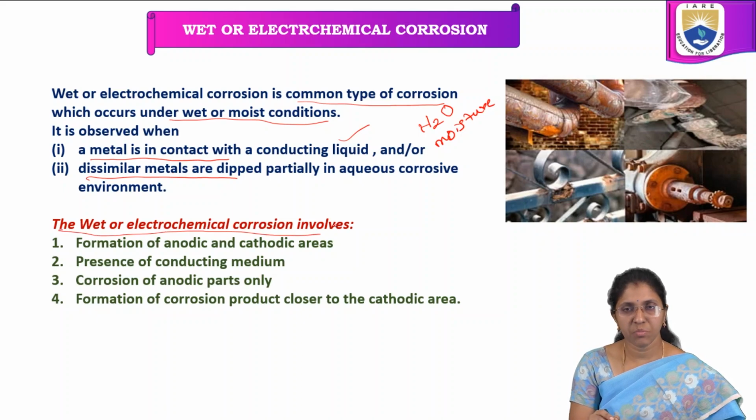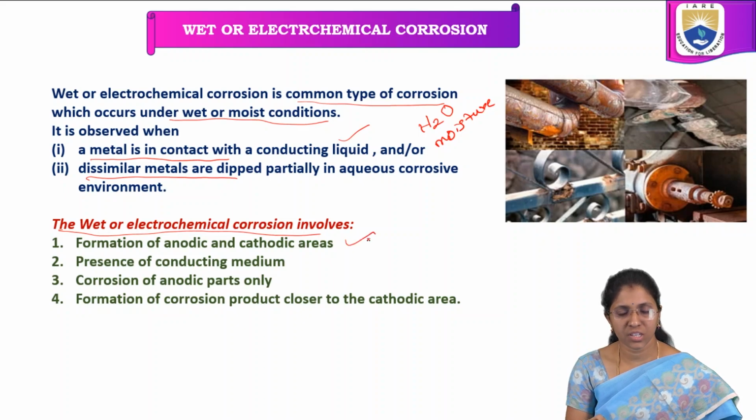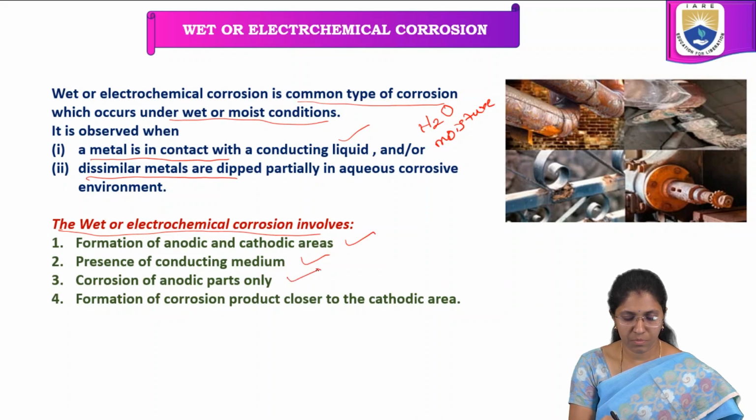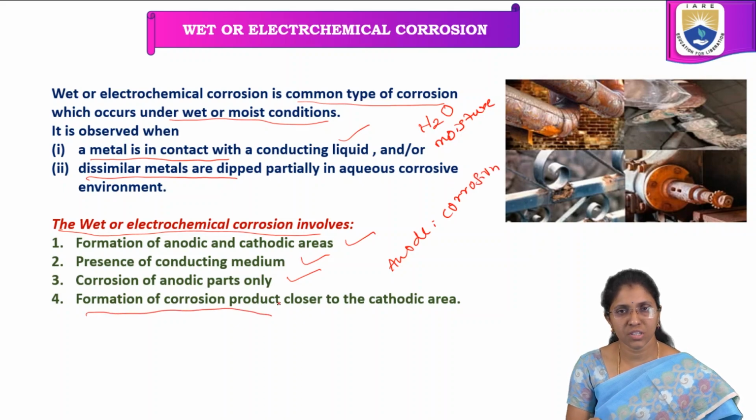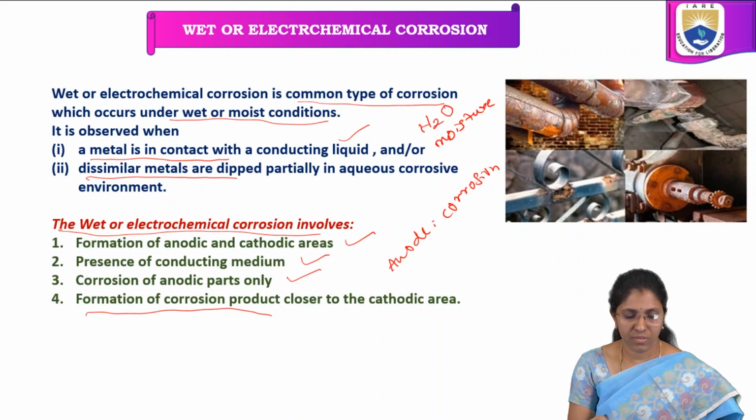Wet electrochemical corrosion involves the formation of anodic and cathodic areas, the presence of a conducting medium, and corrosion of the anodic parts. That means at the anode corrosion takes place, and the corrosion product is formed closer to the cathodic area in this type of electrochemical corrosion.